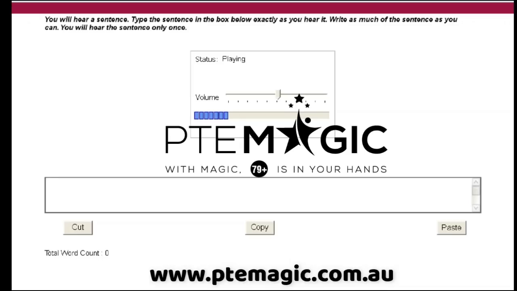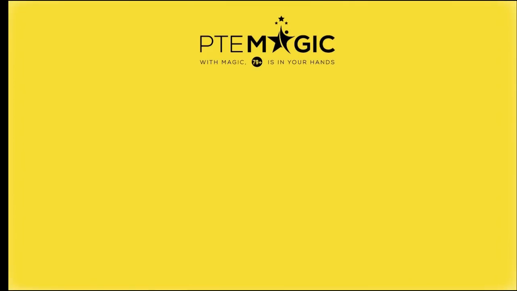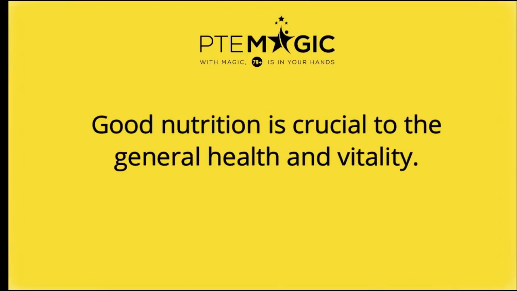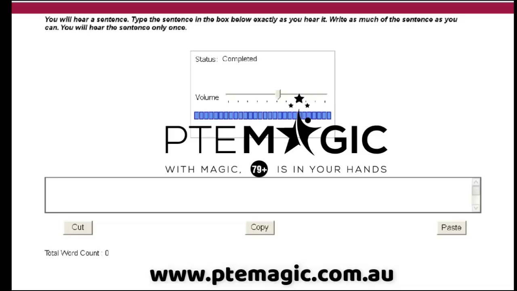Good nutrition is crucial to the general health and vitality.